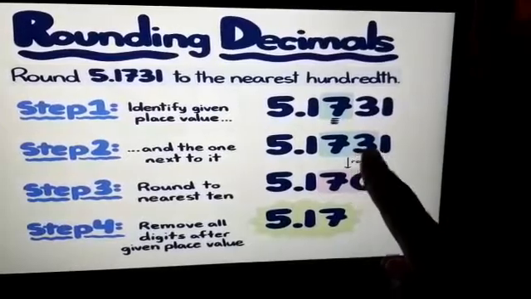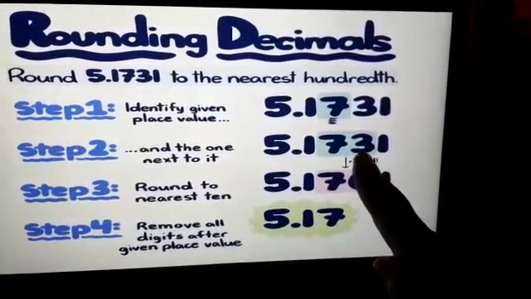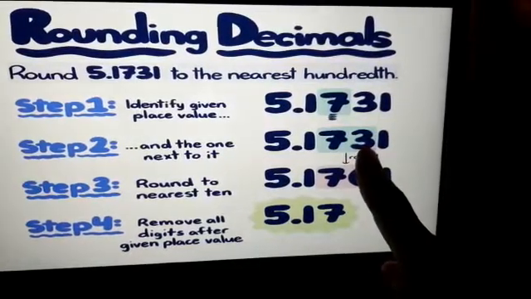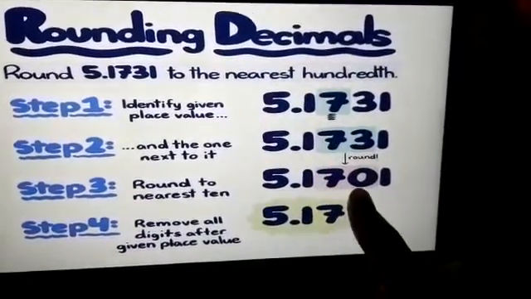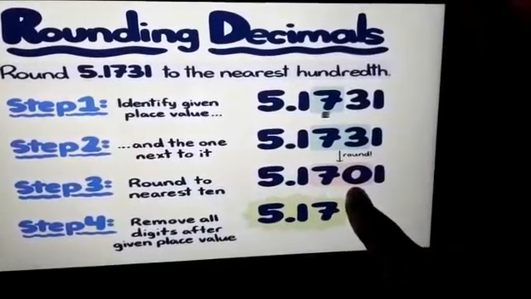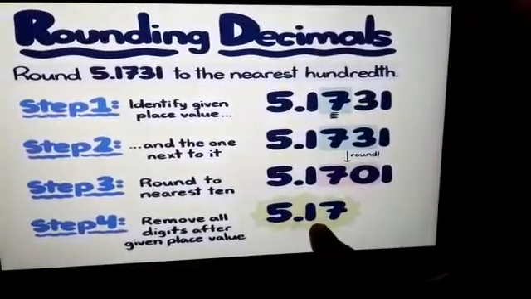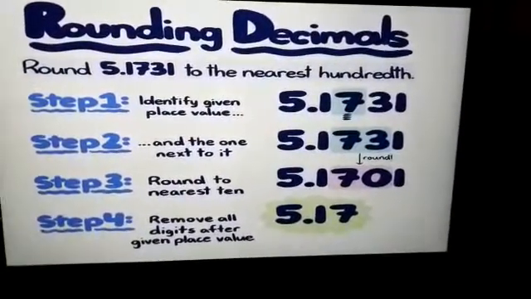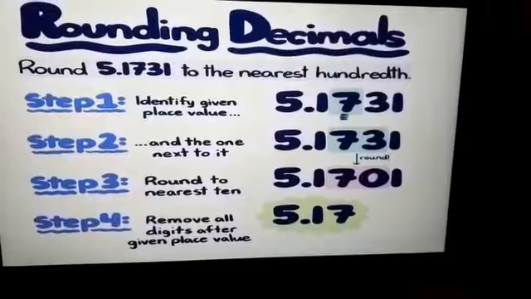So if you remember, if it's 4 and less, we round down, and if it's 5 and up, we go up. The number is 3, so we round down. And it's been rounded down. So we now have 5.170, and you can write it as 5.17. And that's simply how you round up or down when you're looking at decimals.